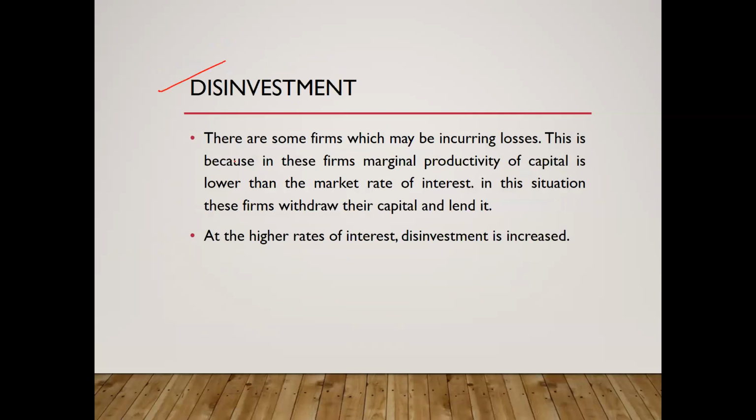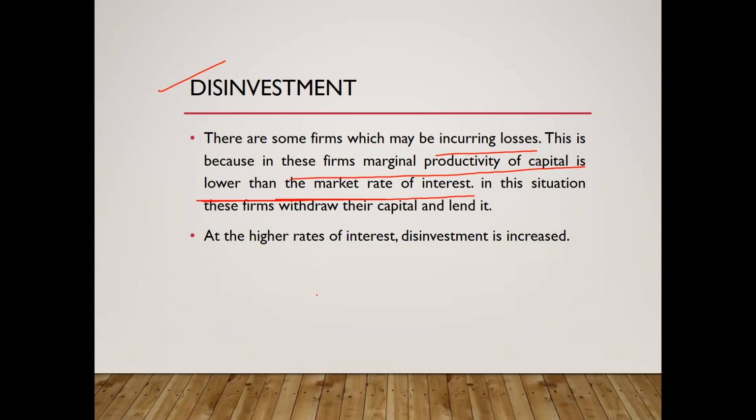Disinvestment: there are some firms which may be incurring losses. This is because these firms' marginal productivity of capital is lower than the market rate of interest. Let's say they have taken 10,000 rupees from the market and are paying 10% rate of interest. But marginal productivity means this 10,000 they invested in production is getting them less, let's say only 5% or 6%, while they are paying more in terms of rate of interest.